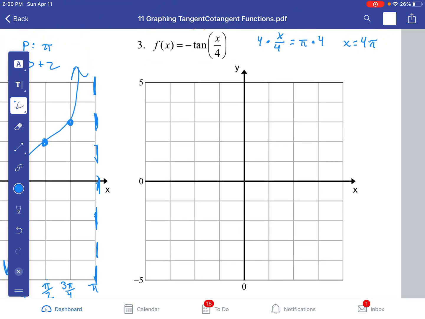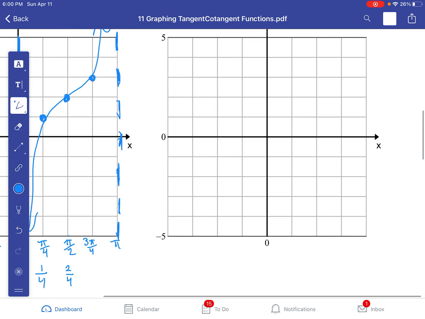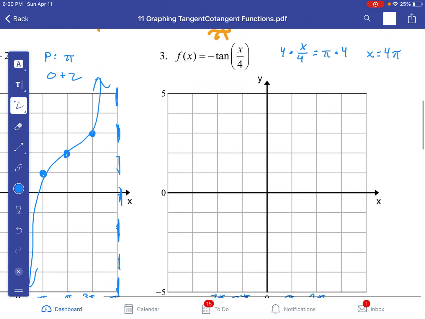So just like before, we have to divide our period into 2 pieces, the front and the back. So half of 4 is 2 pi. So we're going to put that here. Half of 2 is 1. On the other side, you have negative pi and negative 2 pi. This is still 4 pi long. From negative 2 to positive 2 is still 4 pi long total.